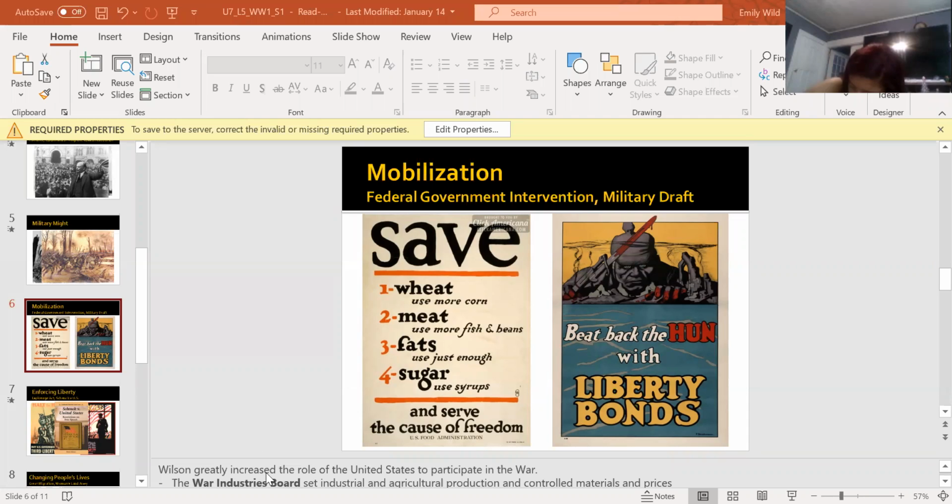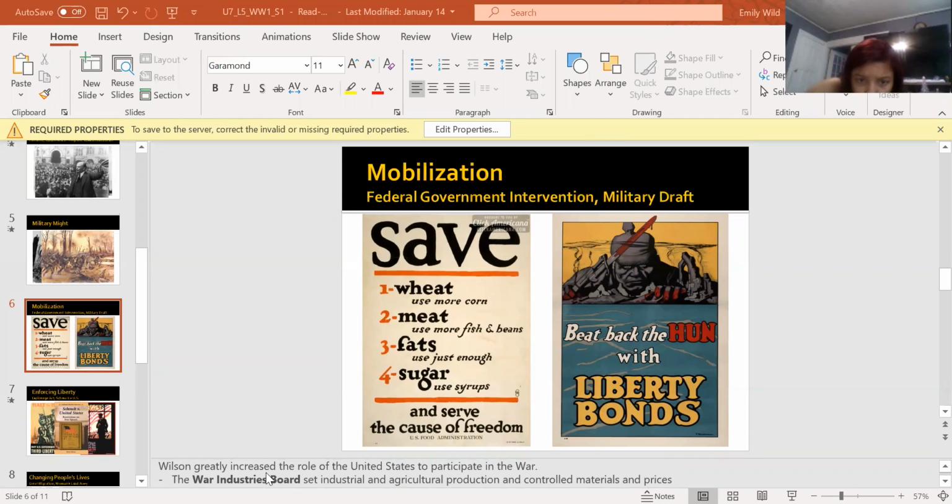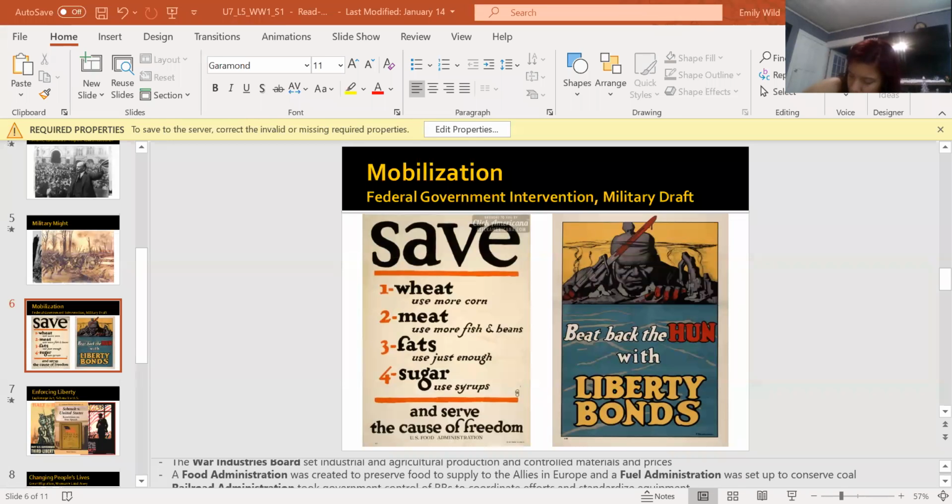The 4 pieces that go into the United States federal government intervention are, first, the War Industries Board. This was in charge of industrial and agricultural production during the war. So again, the War Industries Board was in charge of industrial and agricultural production during the war.